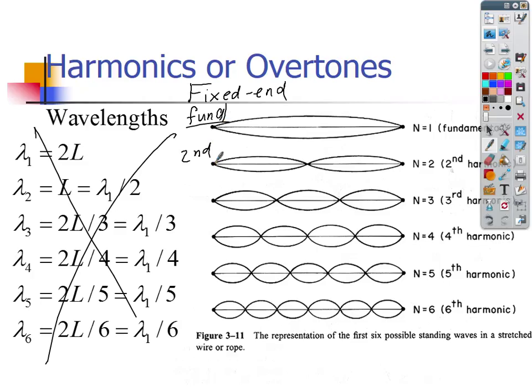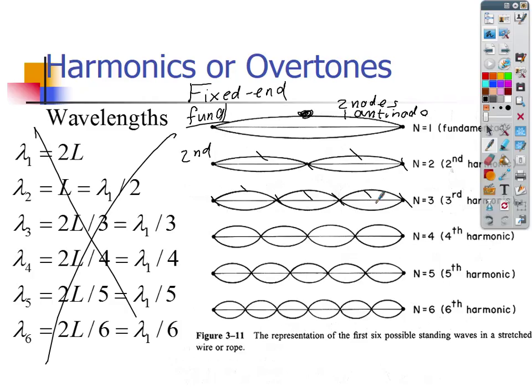Third, fourth, fifth, sixth. What I could ask you is, how many nodes and antinodes are on the fundamental wavelength? So let's count. 1, 2 nodes, 1 antinode. Second harmonic: 1, 2, 3 nodes, 1, 2 antinodes. Okay, so I hope you've seen our trend already. On the fourth harmonic: 1, 2, 3, 4 nodes, 1, 2, 3 antinodes. So do you see a little pattern here?